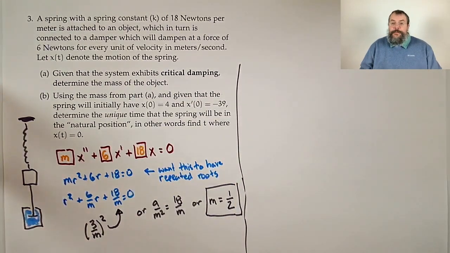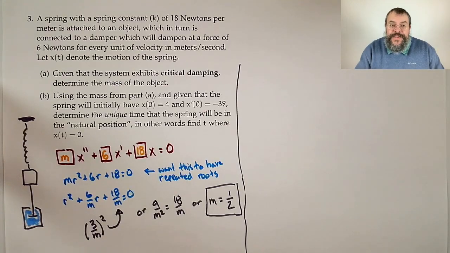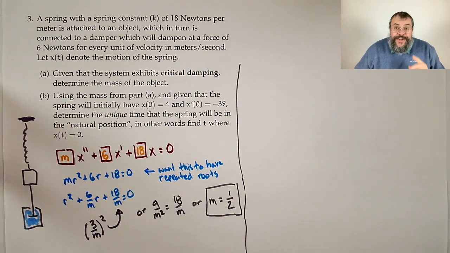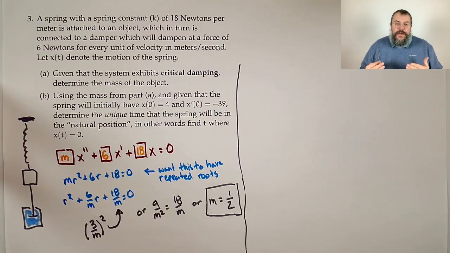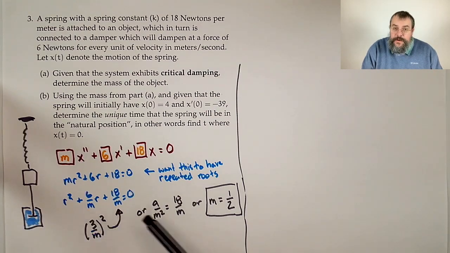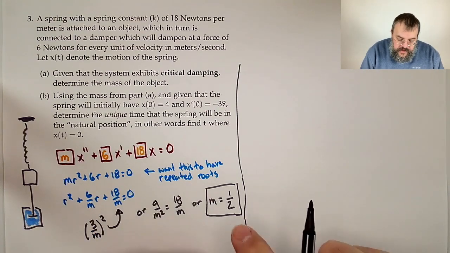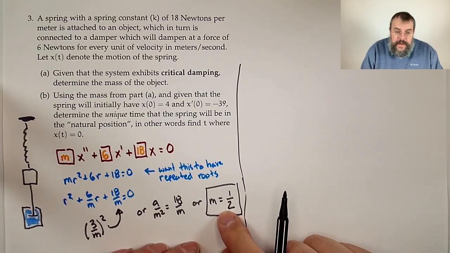Perfect. We're halfway through, right? Well, there's 2 parts. So we did part A. All right. Great. Now, part B. So now we say, hey, we're actually doing great because we know what our mass is. We can just keep going with the problem, right? So our mass is a half.